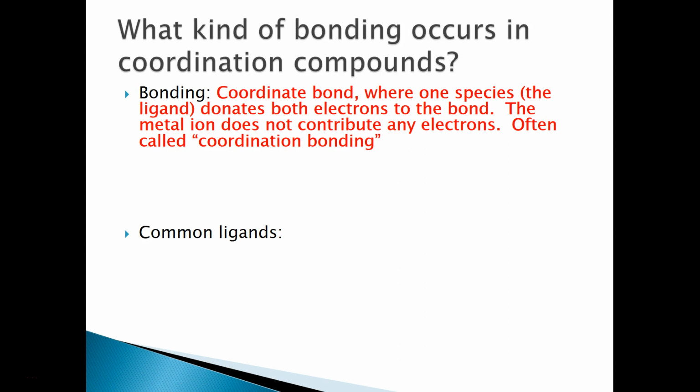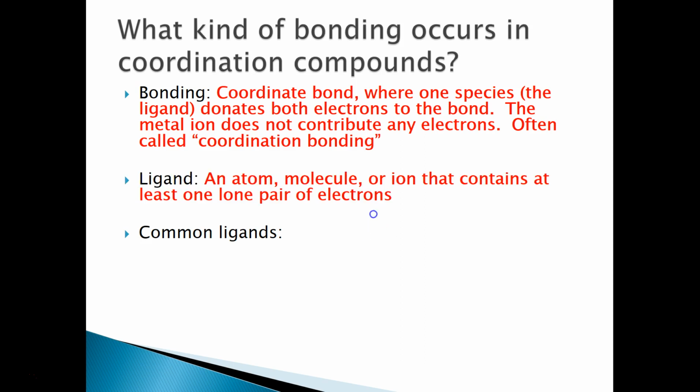Now, in coordinate bonding, one species will provide both of the bonding electrons. In a standard covalent bond, one species will contribute one electron to the bond, and the other species participating in the bond will supply the other. But in coordinate bonding, one species, in this case the ligand, will donate both of the electrons to the bond. And a ligand is an atom or molecule or ion that contains at least one pair of electrons. That makes a lot of sense because in order to form a coordinate bond, you need to have at least two electrons, a pair of electrons.